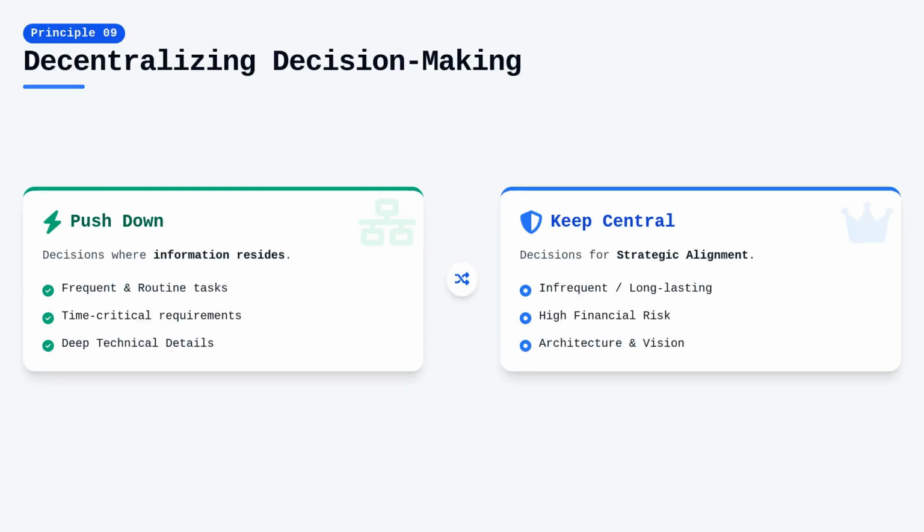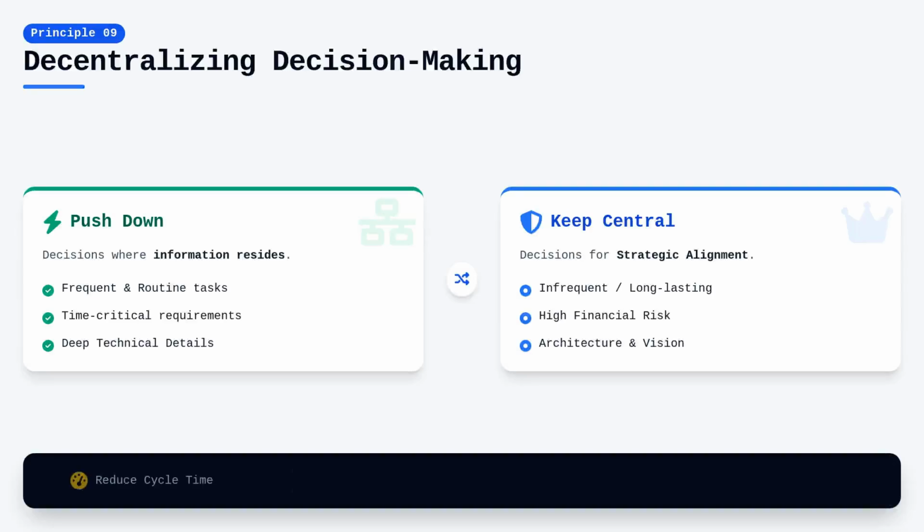This distinction is vital because centralized decision-making for every microtask creates a bottleneck that slows the entire organization to a crawl. By decentralizing non-strategic choices, we reduce cycle time, increase innovation, and allow the leadership team to focus on the high-level architecture and vision that the teams cannot see.